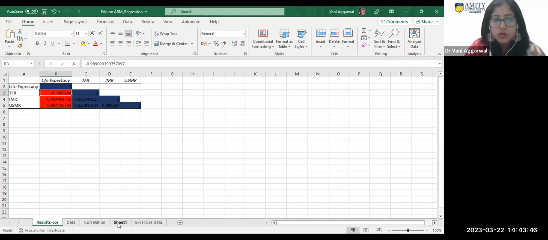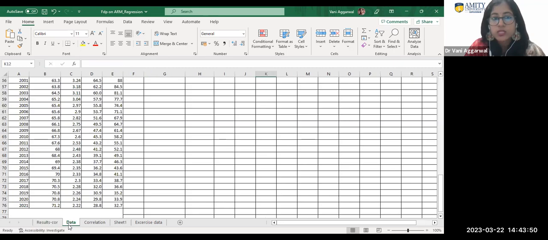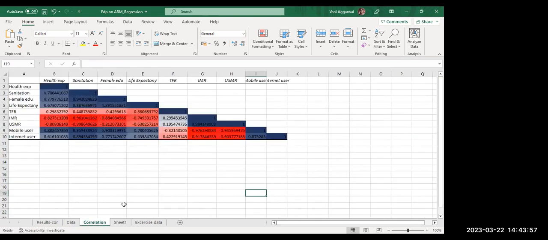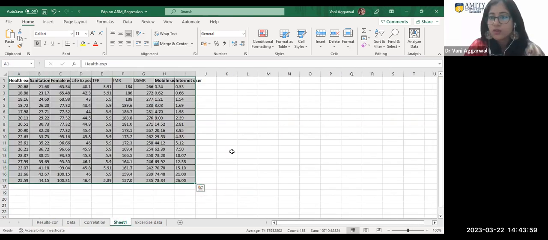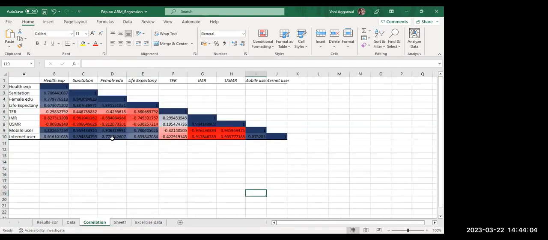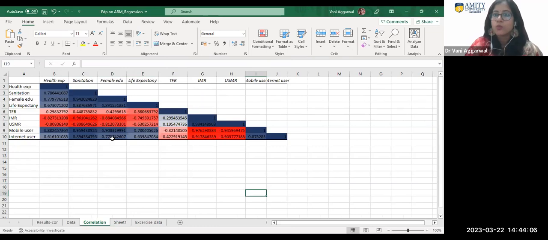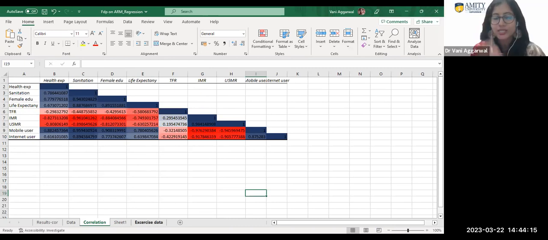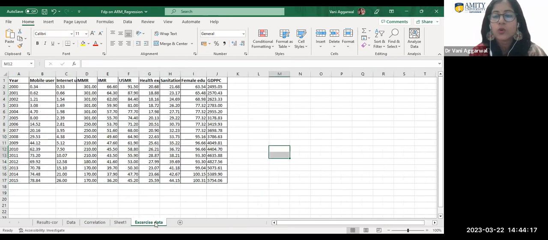No, do not get confused, please. This is what I have generated using this data file, the data that is given. This thing I have generated using sheet 1. That is not there in the exercise data, so do not get confused with these variables. I just wanted to show you what it looks like if you add more variables. This is a separate data sheet. So please create a correlation matrix.